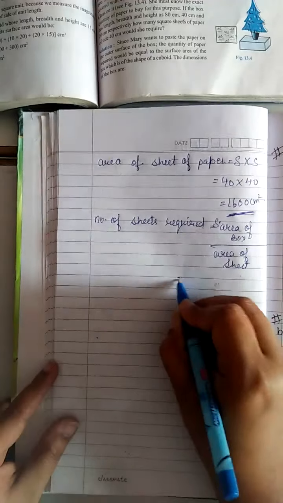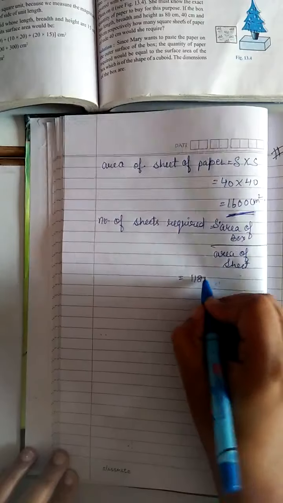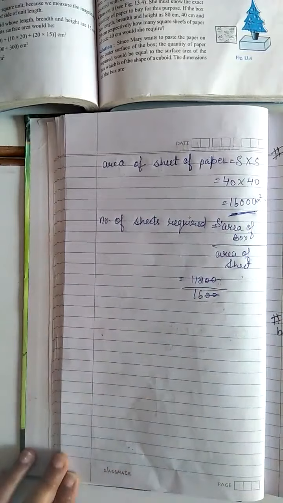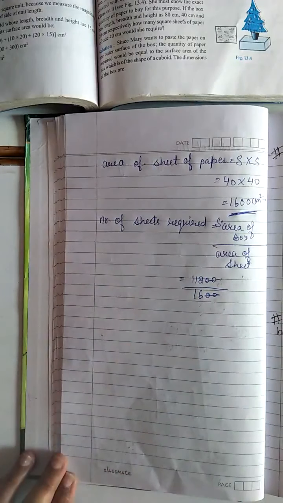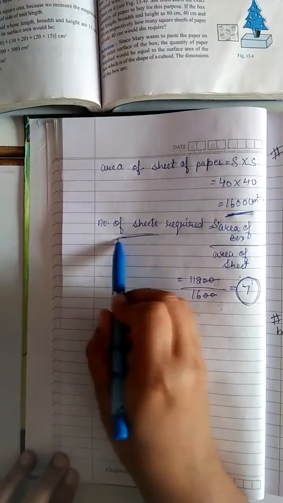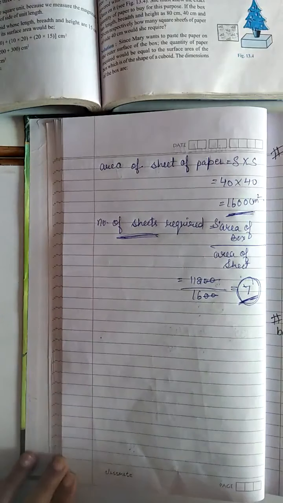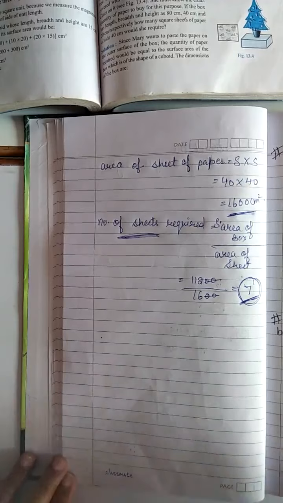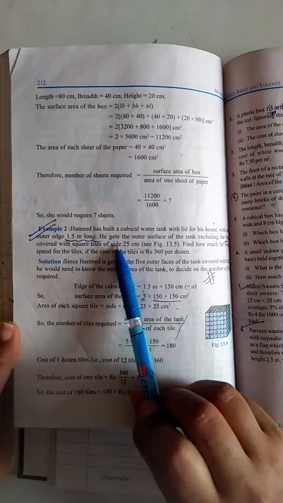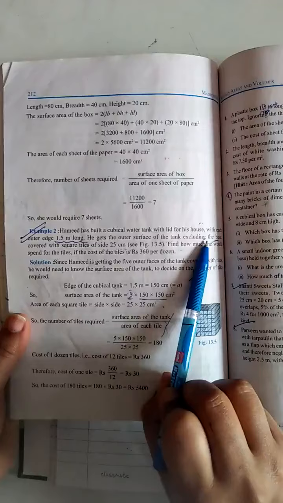Okay, so the area of the box is 11,200 upon the area of the sheet, which is 1600, so 2 zeros cancel with 2 zeros. When we divide it, the answer is 7. So how many sheets does she require to cover the box? She needs 7 sheets to cover the box. Clear?